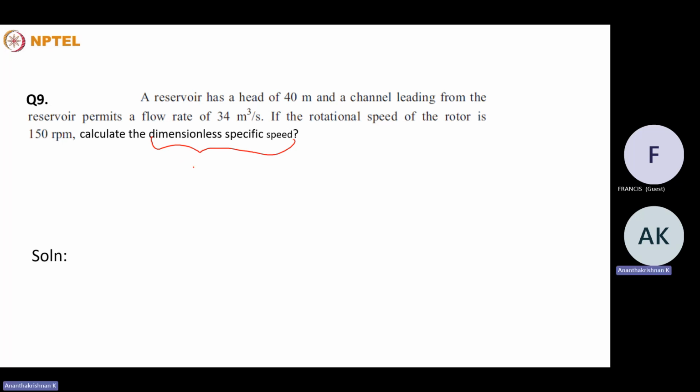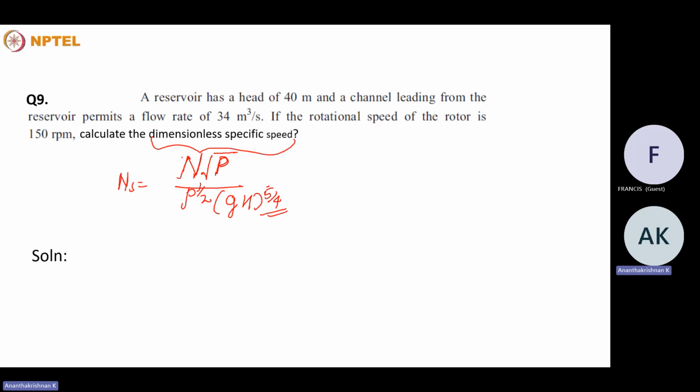This is the case of a turbine, not a pump. Fluid, liquid, is coming from a height. So the dimensionless specific speed quantity for the turbine would be N root P divided by, instead of the discharge, it will be power: N root P divided by density power half, gH raised to 5 by 4.